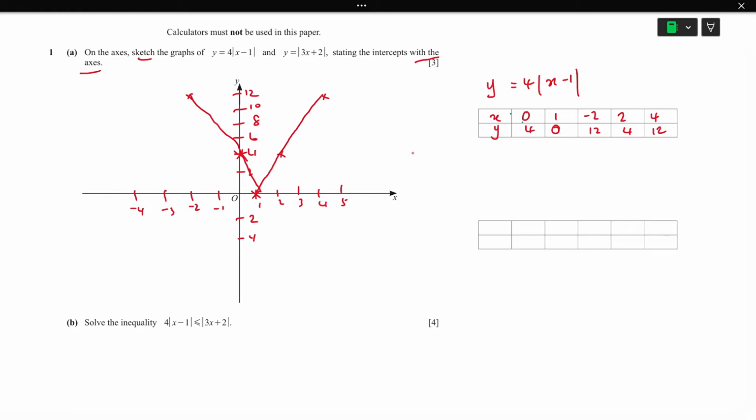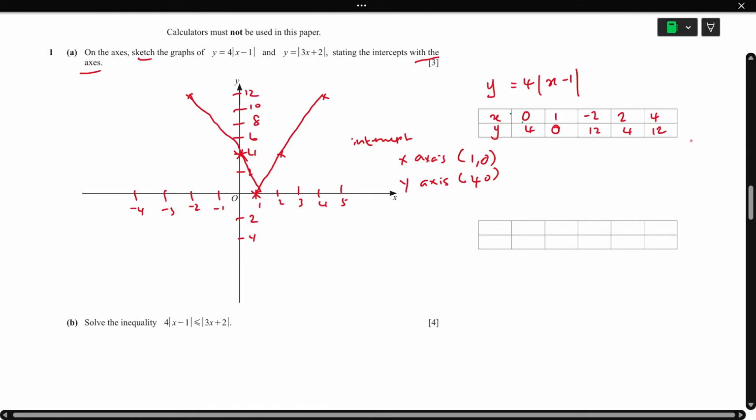Here we need to find the intercept points on the x-axis and y-axis. The intercept point on the x-axis is 1 comma 0, and on the y-axis we get 0 comma 4. This is the first equation.